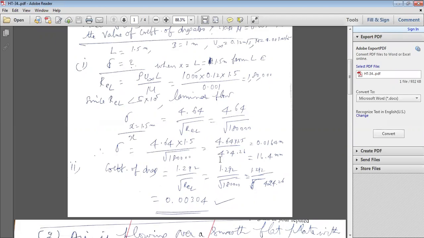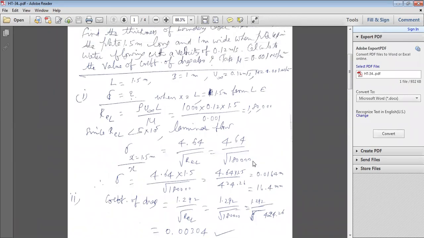The square root value will be around 424.26. After calculation from the calculator, the boundary layer thickness delta is equal to 0.0164 meters, or otherwise 16.4 mm. Boundary layer thickness is generally a small value, that's why we use mm. So 16.4 mm is the boundary layer thickness at x is equal to L.